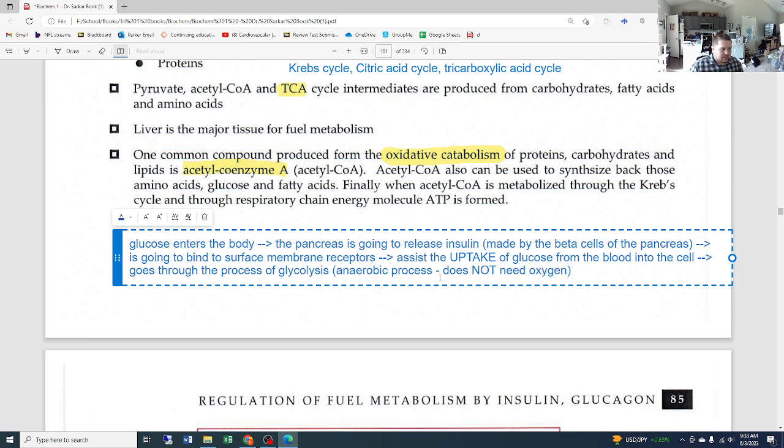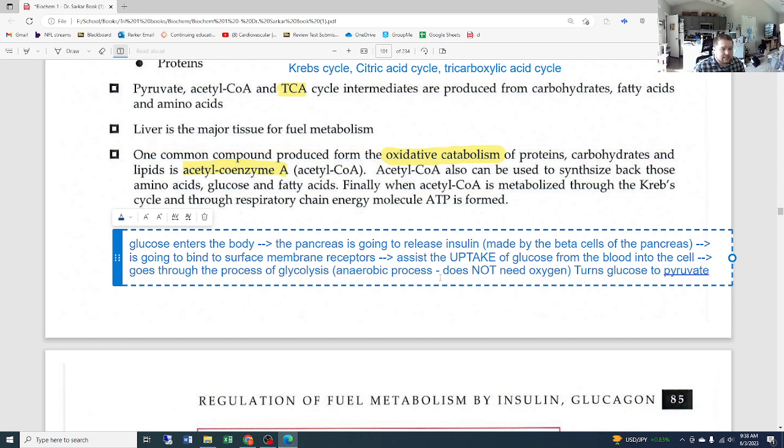Okay? So essentially, we'll get into each of these individual steps in the full reaction, but understand that what it does is it turns glucose to pyruvate. That's the big idea. Okay? That's the job of glycolysis.